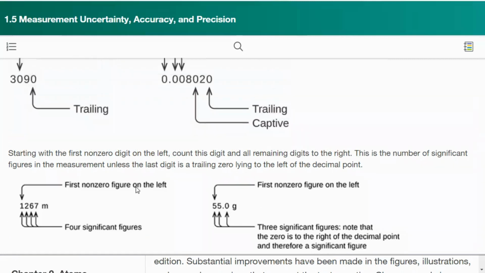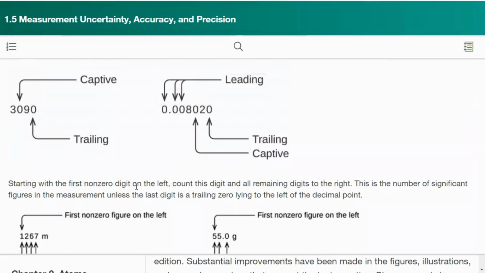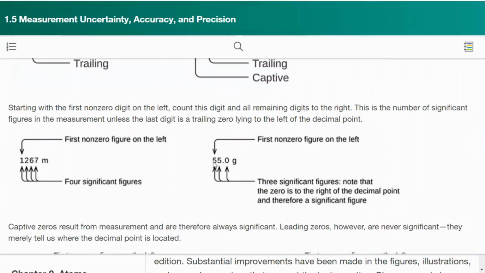And I don't think, unfortunately, they explained this one, but we'll just keep moving and see if we can find it. Captive zeros result from measurement and are therefore always significant. Leading zeros, however, are never significant. They merely tell us where the decimal point is located.